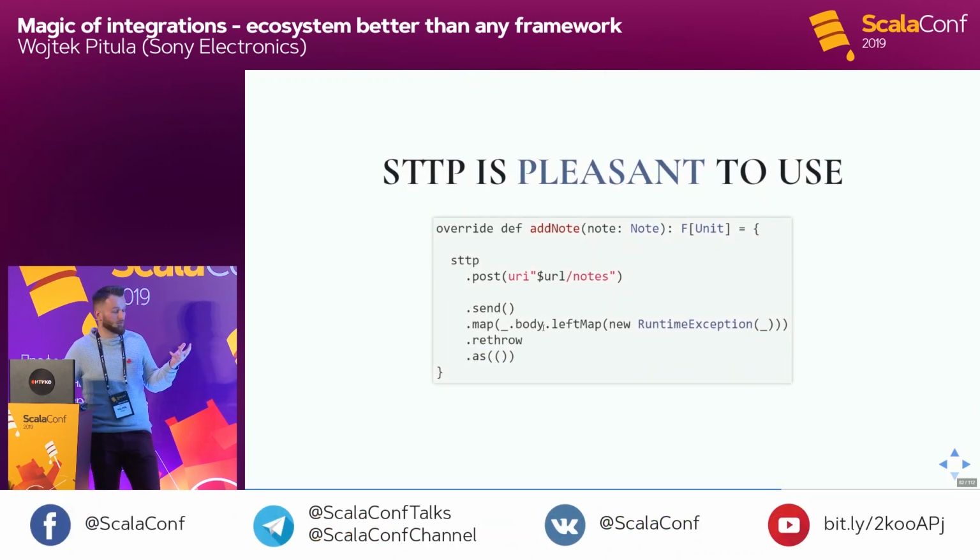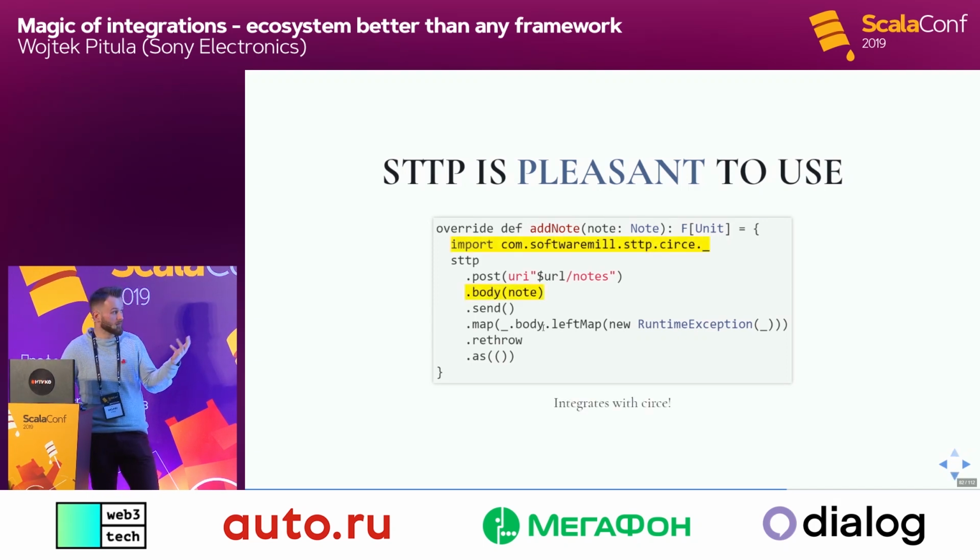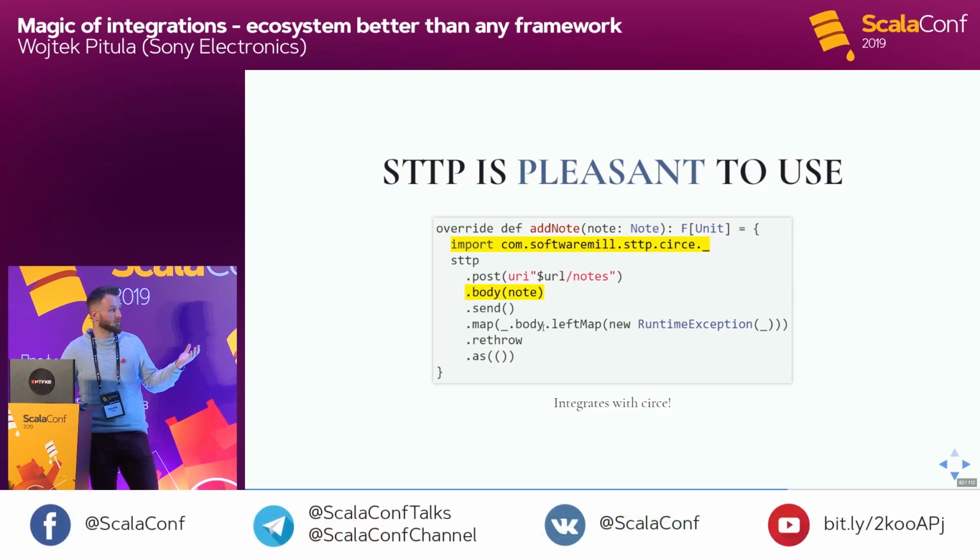And the API itself is very clean, very simple. It's just basic HTTP stuff. So you declare the method, you send the request, deal with the errors, and that's it. But we need to handle our JSONs, right? So we were using Circe before, and we probably still want to use Circe. And STTP comes with Circe support. So you import a single thing, and you can put your case class directly into the body, and STTP will automatically deal with that.